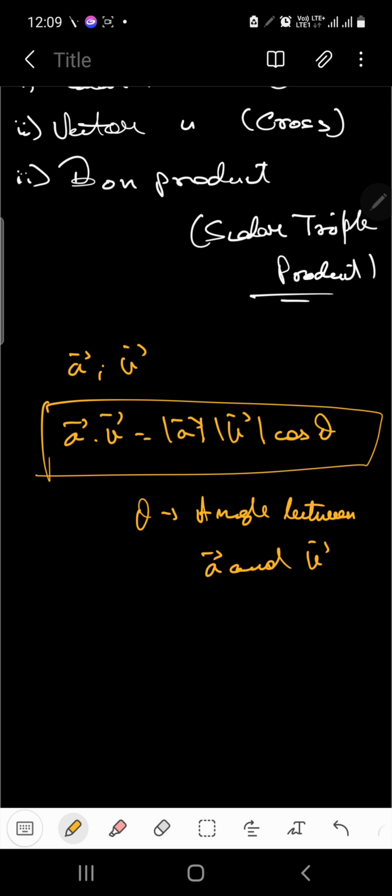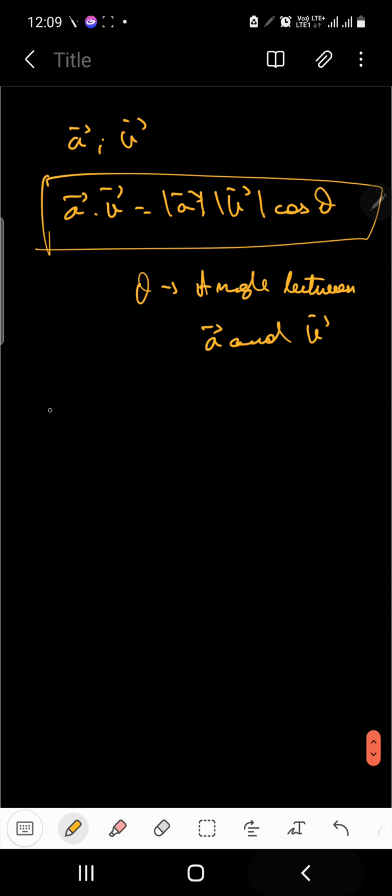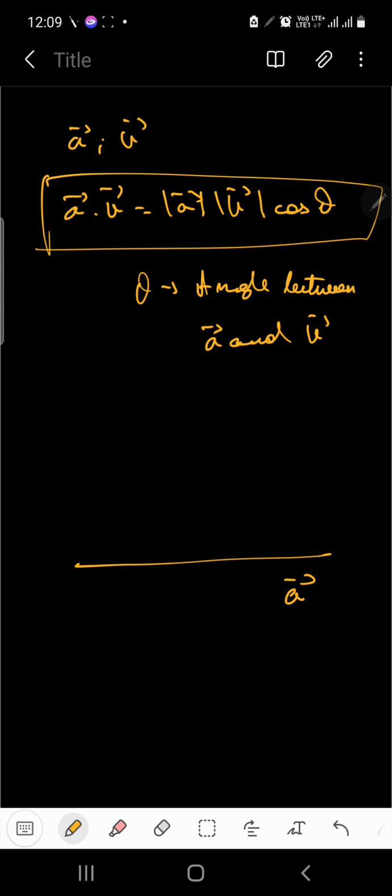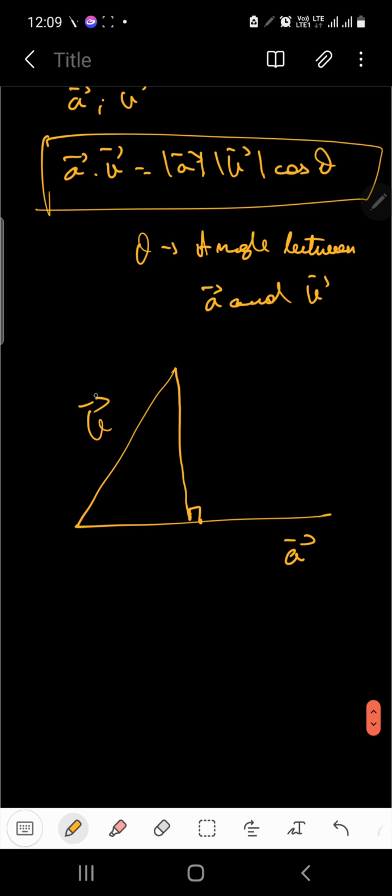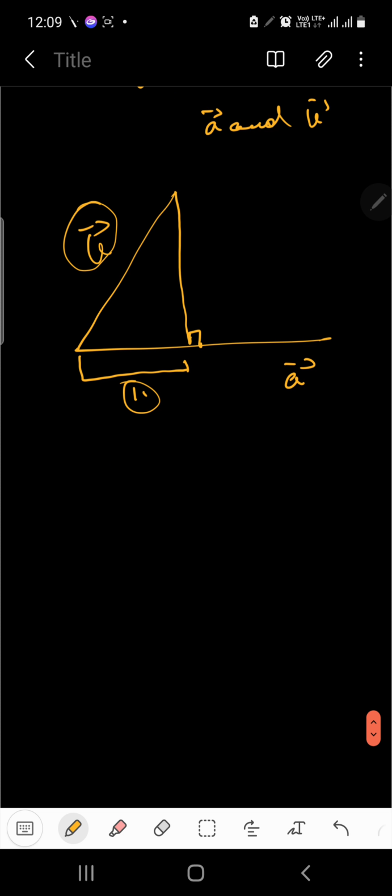Clear? So this scalar product is actually used to find scalar projections of a vector on another vector. So what is a scalar projection? Basically, suppose this is A vector and say this is B vector. If I draw a perpendicular line like this, the scalar projection of this B vector is this line segment. I guess it's clear. This is what we call scalar projection.